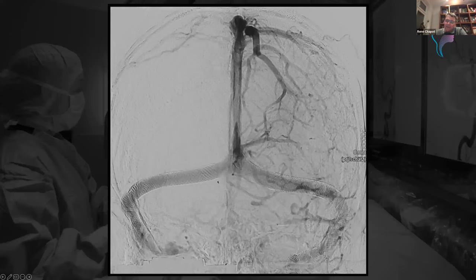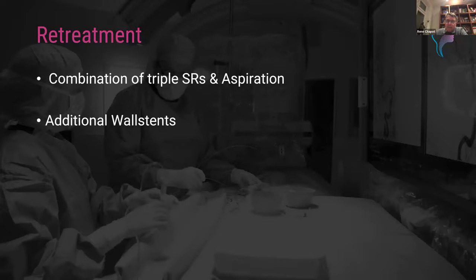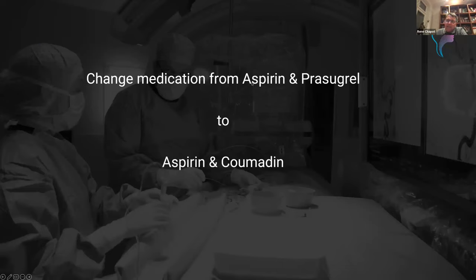So this is after recanalization on the left side. I prolonged the stent here. I wondered whether here it was very, very tightly closed, and maybe I did not stent enough the first time. So here is the retreatment, first taking off the clots and putting some additional stents, and then changing medication from aspirin and prasugrel to aspirin and coumadin.